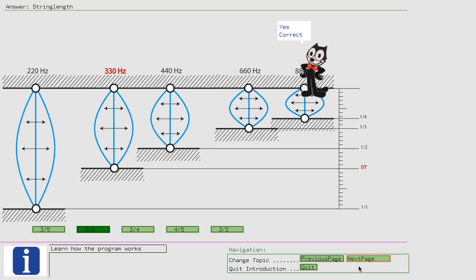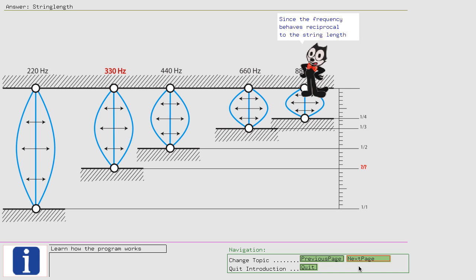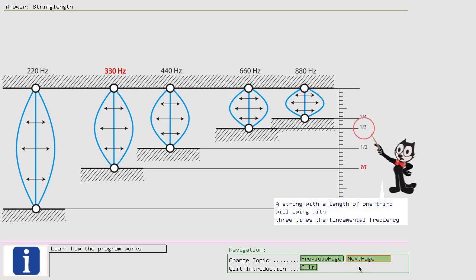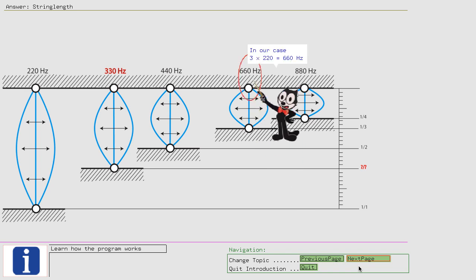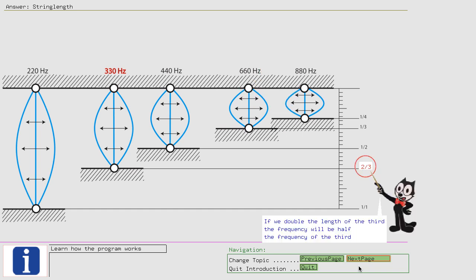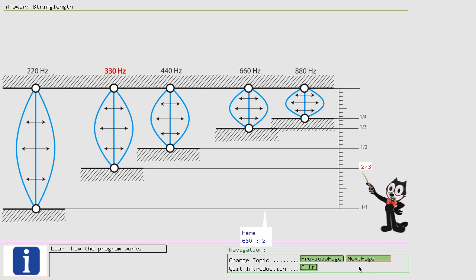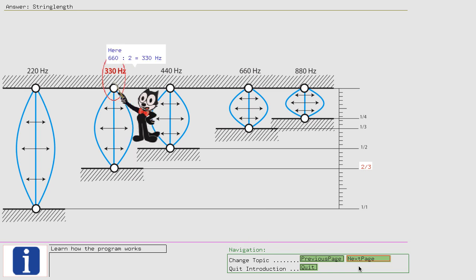Yes, correct. Since the frequency behaves reciprocal to the string length, a string with a length of 1/3 will swing with 3 times the fundamental frequency. In our case, 3 times 220 equals 660 Hz. If we double the length of the third, the frequency will be half the frequency of the third. Here, 660 divided by 2 equals 330 Hz.